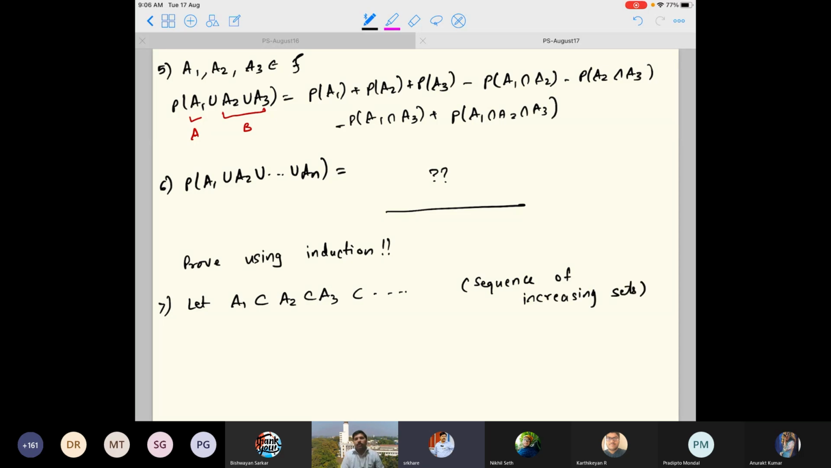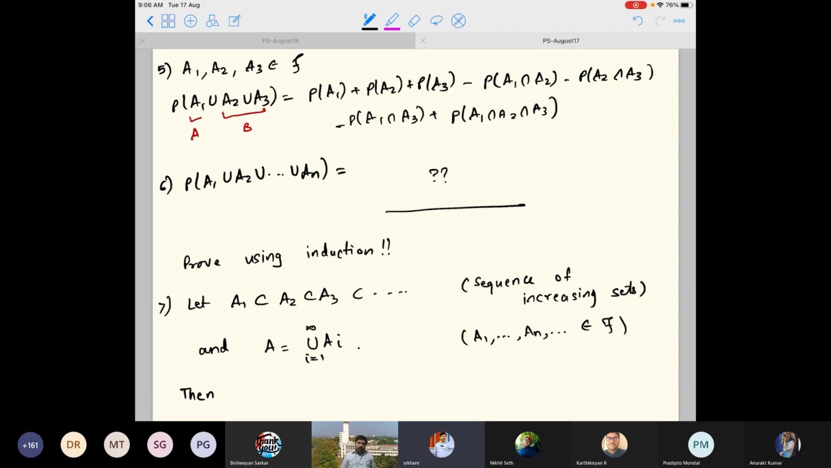So I have a sequence of increasing sets, and this increasing sequence is such that the union of all these Ai, i from 1 to infinity, is equal to some set A. Of course, all these A1 up to An and so on belong to this collection F. They all belong to the sigma algebra. Then obviously A belongs to the sigma algebra because it is closed under countable unions.